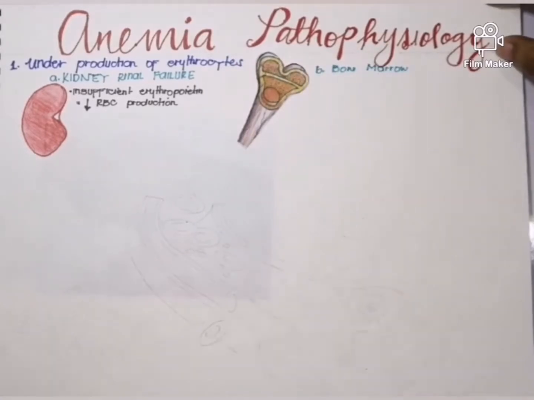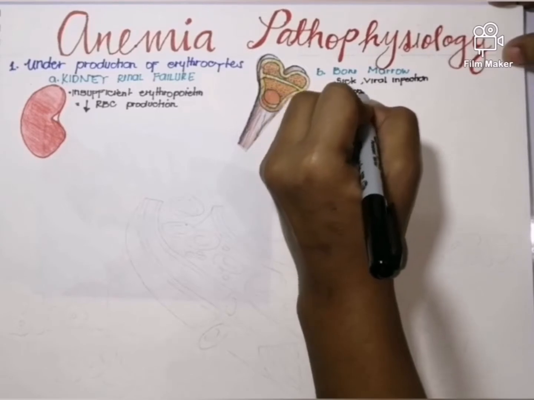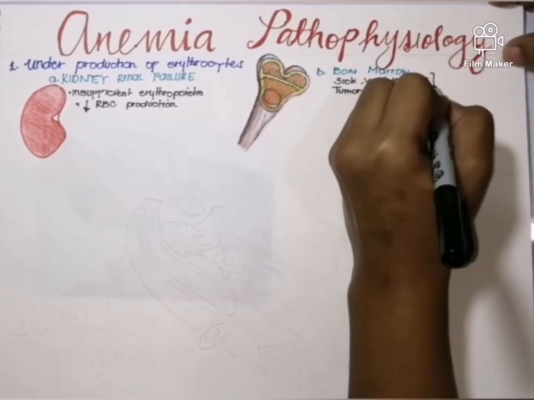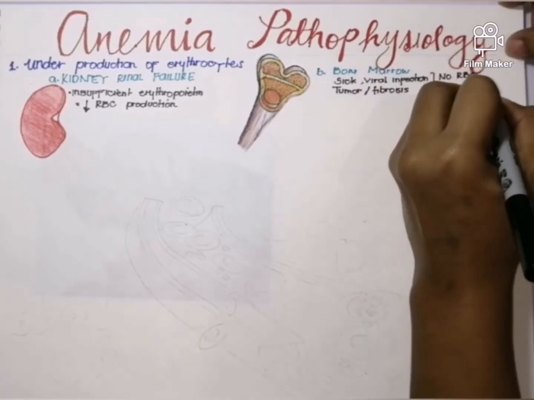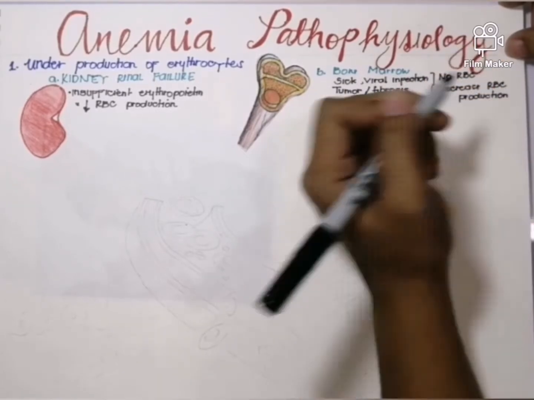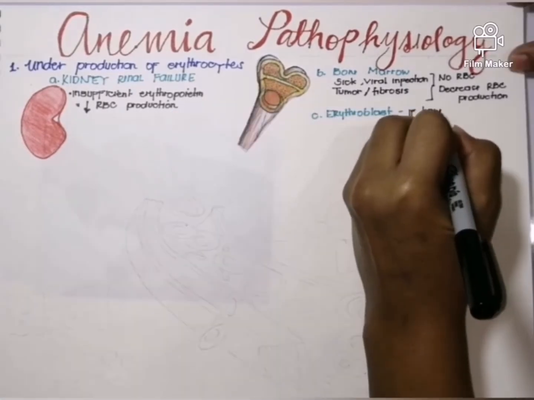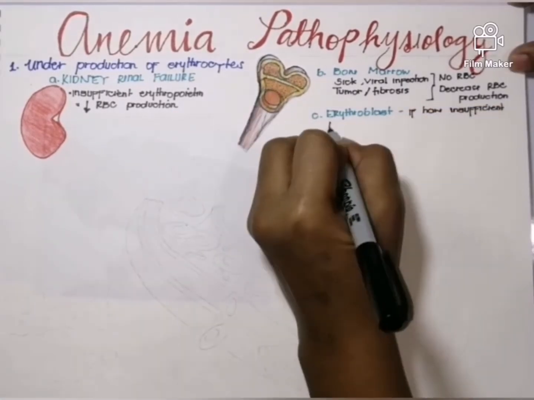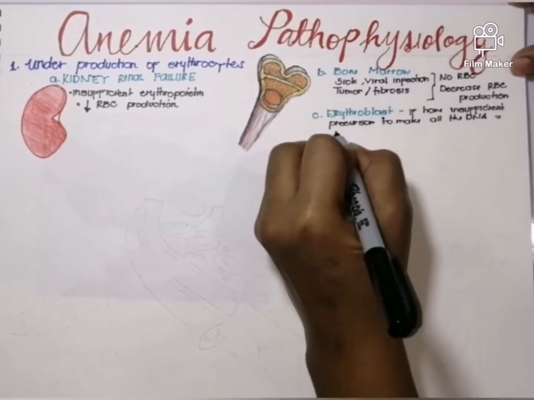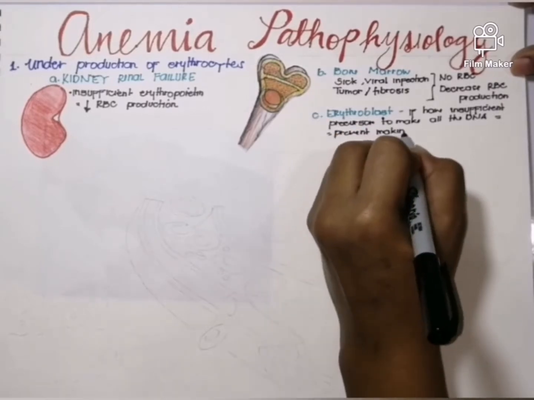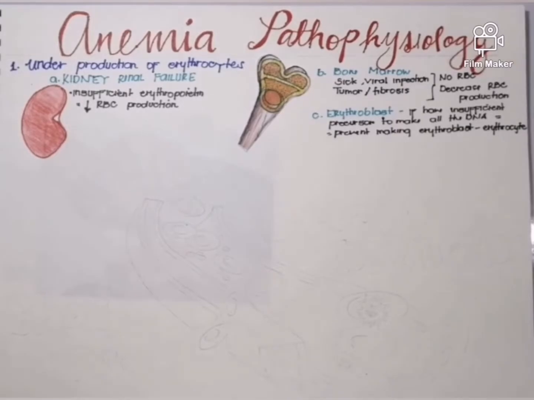When the bone marrow is sick because it was infected by a virus or taken over by a tumor or fibrosis, that would result in underproduction or no red blood cells produced because it did not have room for production. Moreover, the erythroblast has a huge amount of DNA in the center, but when there is insufficient precursor to make all this DNA, it would prevent the making of erythroblasts and as many erythrocytes.